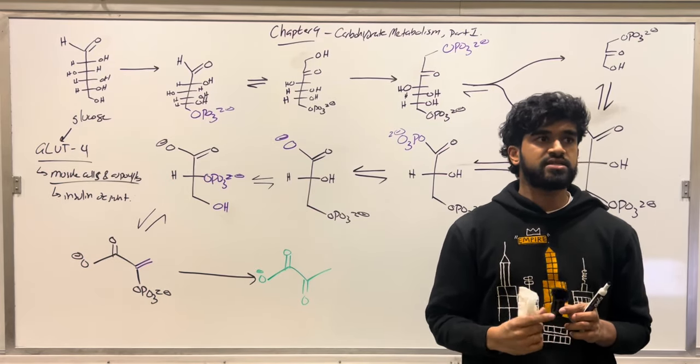Whenever you make ATP that is not in the electron transport chain, like the ATPs we made with phosphoglycerate kinase and pyruvate kinase, that's called substrate level phosphorylation, not oxidative phosphorylation. That's called substrate level phosphorylation.